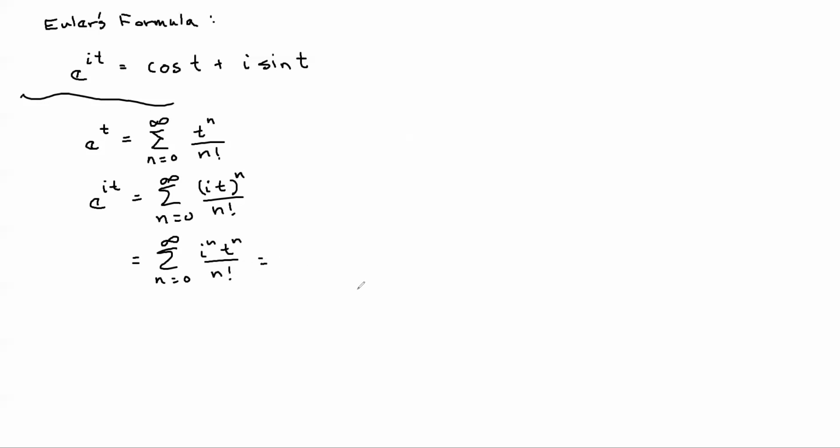And then what we can do is we can write some of this out. So if n equals 0, i to the 0 is 1, t to the 0 is 1, and 0 factorial is 1. So we start off with 1. And then if n goes to 1, then we're going to have i to the first, t to the first, 1 factorial. So that's going to be plus ti. Okay, and then if n goes to 2, now we have i squared. i squared is -1, so we're going to have a negative, and then t squared over 2 factorial. And then if n goes to 3, we'll have i to the third. i to the third is negative i, so we're going to have a negative t to the third i over 3 factorial.